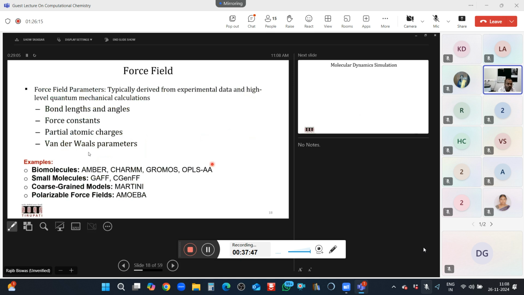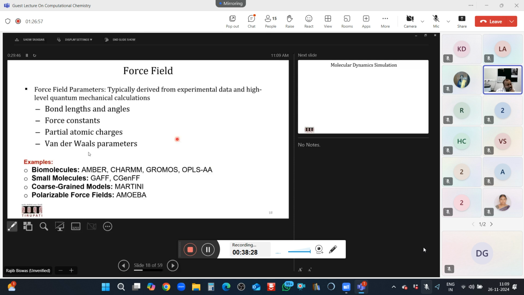These parameters are very specific to each individual molecule. If you are simulating water molecules with a particular force field, you have a set of parameters. If you are going for another molecule, you have a different set of parameters. So these are the key ingredients of your molecular simulation or molecular modeling methodologies, which will make your equation behave like that molecule. These sets of parameters are known as force field parameters, and as I told, they include bond lengths, angles, force constants, partial atomic charges, and the Lennard-Jones parameters, which is nothing but the van der Waals parameters.